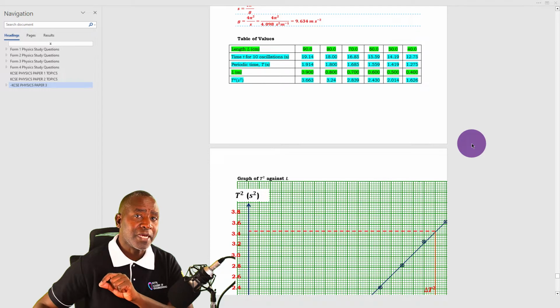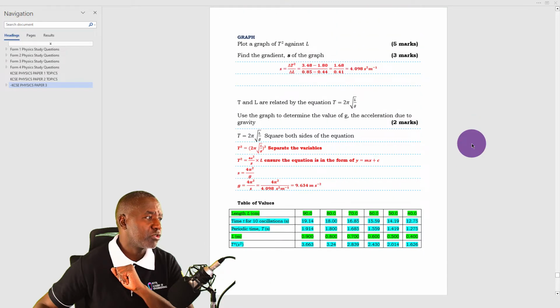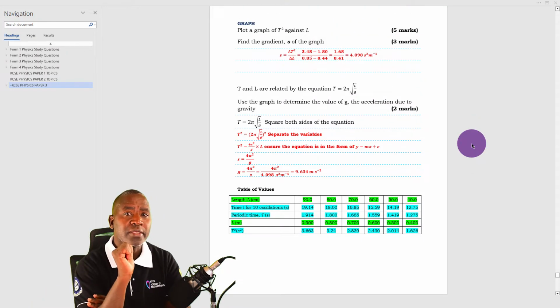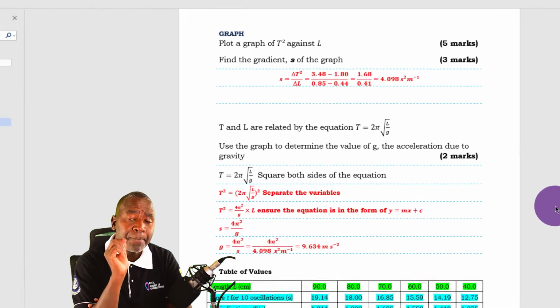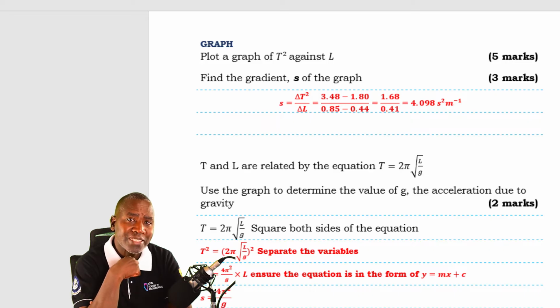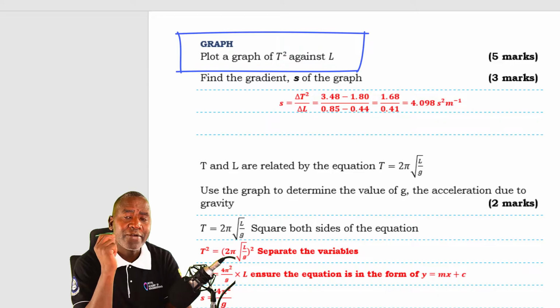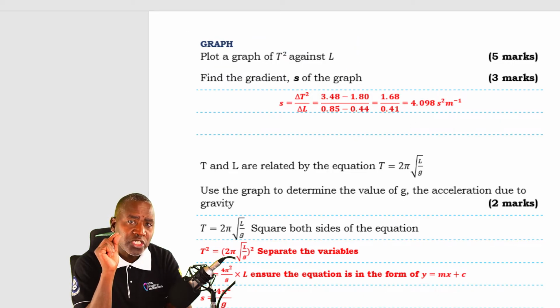And then after that, you'll be given a series of questions. Like for example, one of the questions that you will definitely be told: plot a graph of this quantity versus this quantity. What does that mean? For instance, here, we've been told to plot a graph of t squared versus or against L. The first physical quantity which is mentioned always goes to the y-axis.